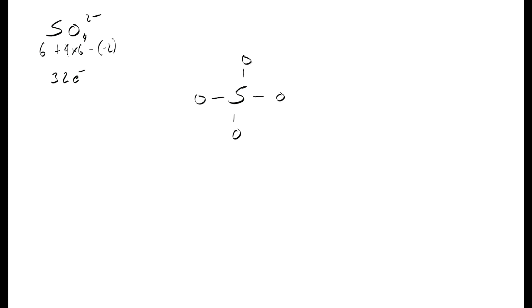First up, sulfate, SO4 2-. This will be informed by formal charges. Sulfur has 6. There are 4 oxygens, giving us 6 each. We have a -2 charge. So we have a total of 32 electrons. All right, so sulfur, oxygen, oxygen, oxygen, oxygen.